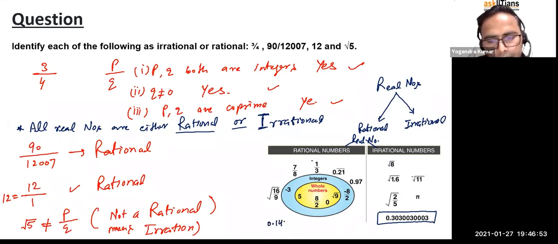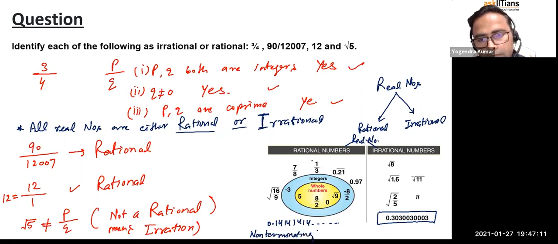0.14 14 14 and so on. This is rational. That is not added here, so I'm adding this. It is called non-terminating recurring form here. This is the terminating. So this should not be there. Oh wait, let me correct here. This is not given correctly here, so let me correct this one.